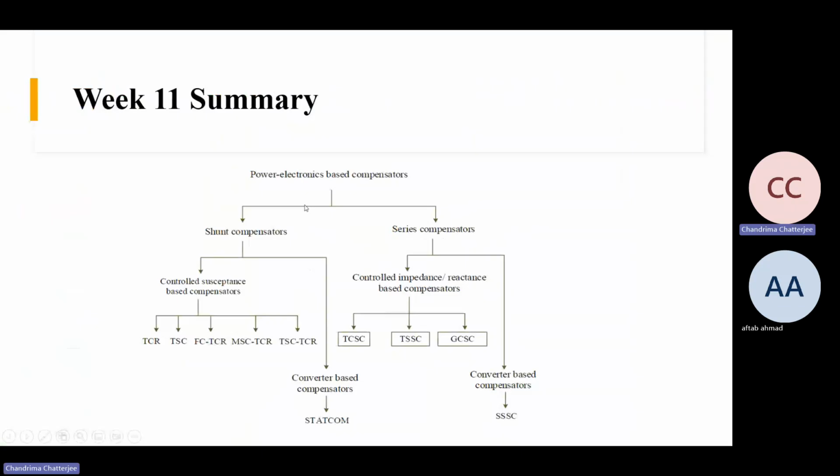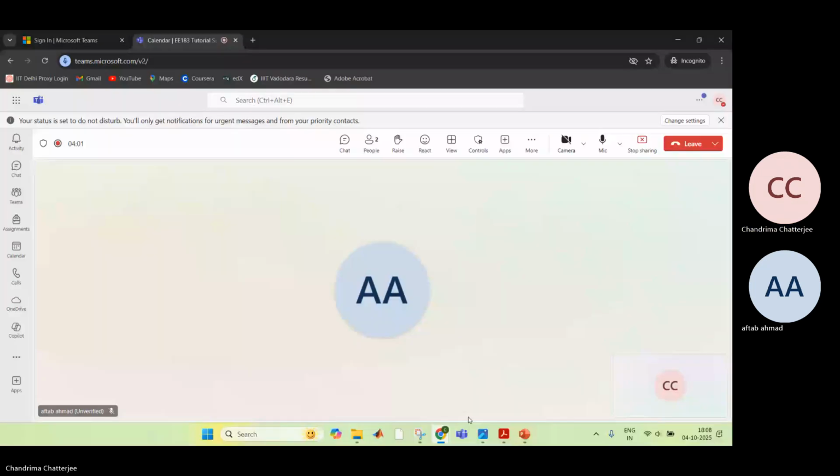Yeah, can you please unmute yourself? Thank you. You are able to see the screen, right?